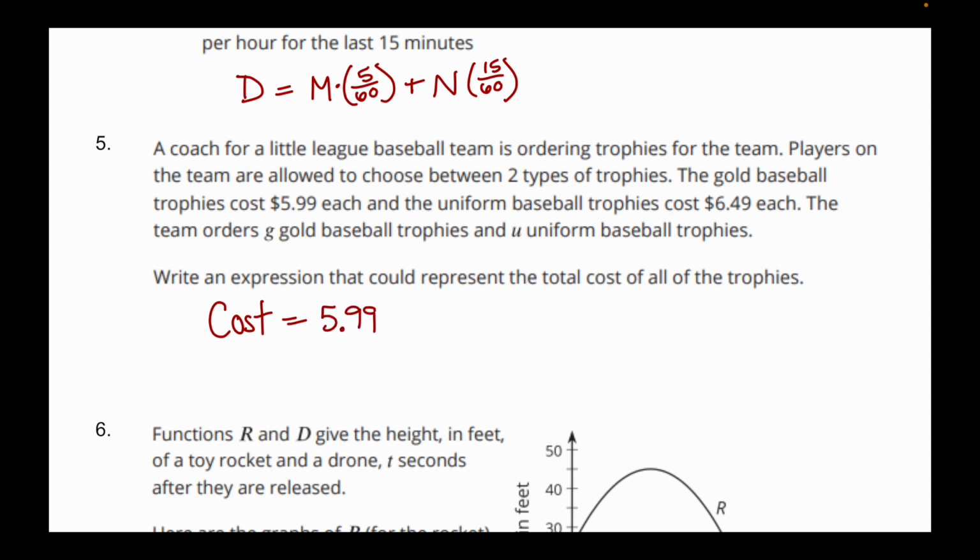was the cost of the G gold baseball trophies, but we're not just paying for the gold baseball ones, we're also paying for the uniform ones, so we are adding that onto our total. This is $6.49 for every uniform. So that is going to be our total cost, is those 2 numbers multiplied by the number of ones we are ordering.